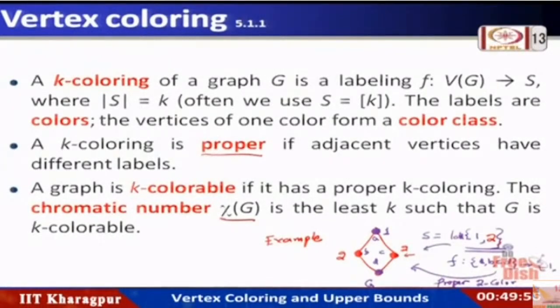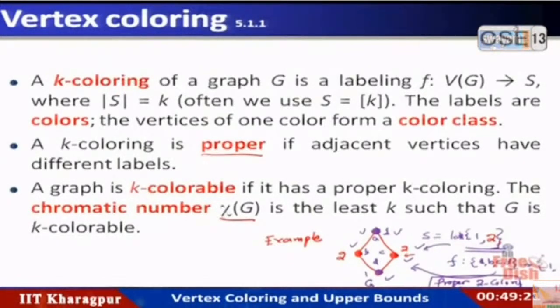So this is called proper because every 2 adjacent vertices are receiving different colors. Hence this particular coloring is called proper. A 2 coloring is required because with 1 color you cannot color this graph. So a minimum of 2 colors is required. So we have obtained a proper 2 coloring of this graph, and let us revisit the definition again.